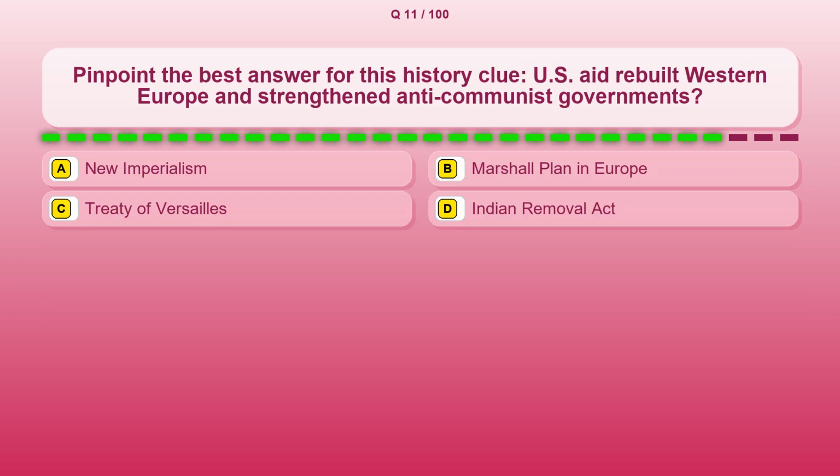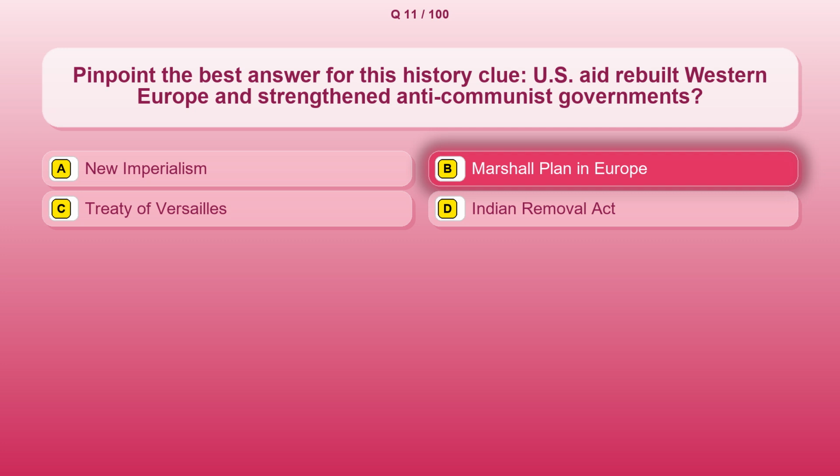Question 11. Pinpoint the best answer for this history clue. U.S. aid rebuilt Western Europe and strengthened anti-communist governments. Option A, New Imperialism. Option B, Marshall Plan in Europe. Option C, Treaty of Versailles. Option D, Indian Removal Act.